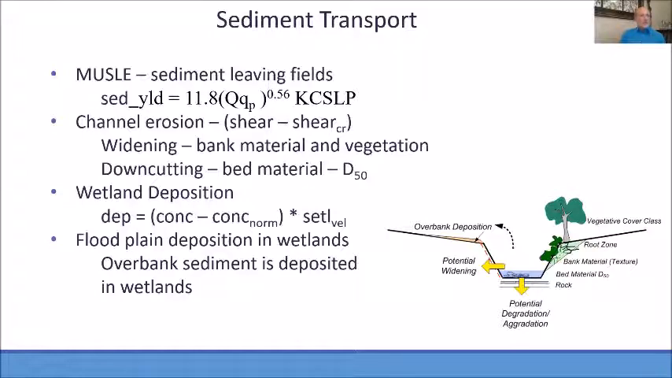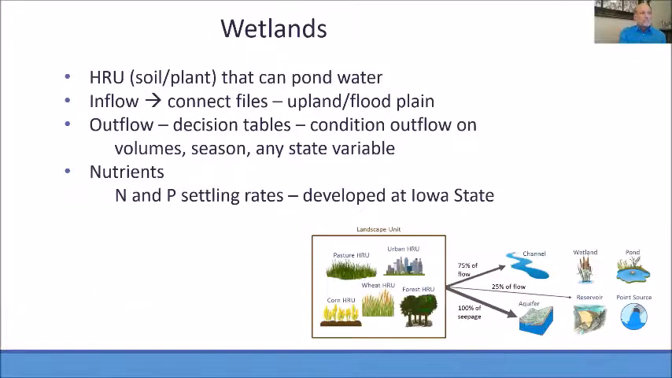The wetland deposition, we have a settling velocity based on particle size of that area. And the other thing we can do in SWAT+ is we can, again, delineate floodplains, riparian zones, and simulate the stream floodplain interaction, if there is a wetland in the riparian zone, and how that sediment is deposited in the wetland. Okay, the wetlands themselves are just simply HRUs, which is the soil. We do have plant growth that can pond water.